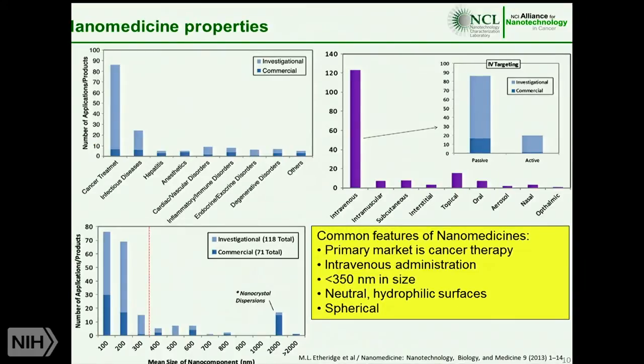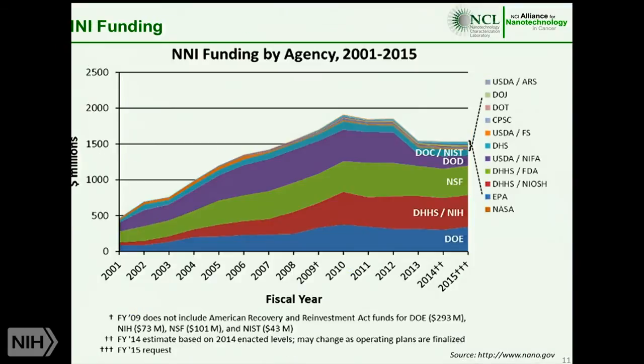So what are the common features of these nanomedicines? If you look at this graph, you see that majority of nanomedicines are developed for cancer therapy, followed by infectious diseases and other applications. These concepts are designed for intravenous administration, and majority of them have size less than 350 nanometers. Most of these concepts are neutral, have hydrophilic surfaces. The reason for this is because neutral and hydrophilic surfaces are the most biocompatible and less toxic, and most of them are spherical in shape.